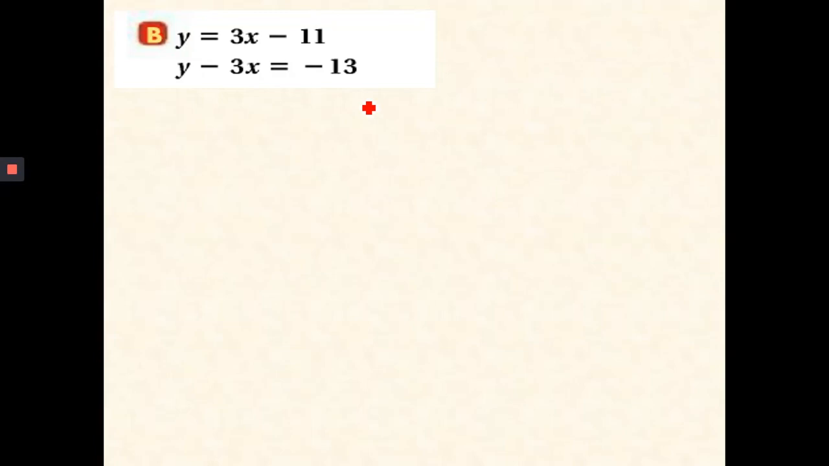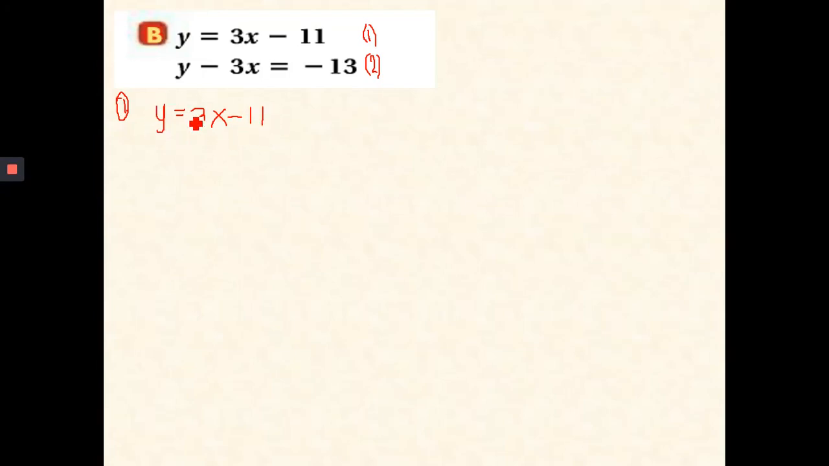The next one we have here: y equals 3x minus 11, and y minus 3x equals negative 13. Going back to the steps. Step number 1: solve for x or solve for y. This is our first equation, and we have here the second equation. Try to observe. Your y here is isolated. So in step 1, we are going to use equation 1. Why? Because your y is already isolated.